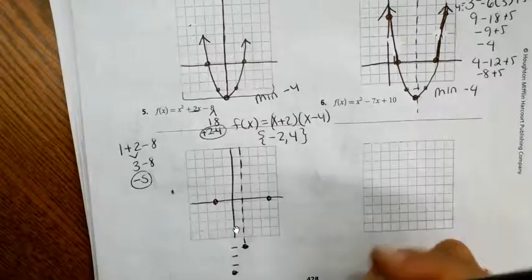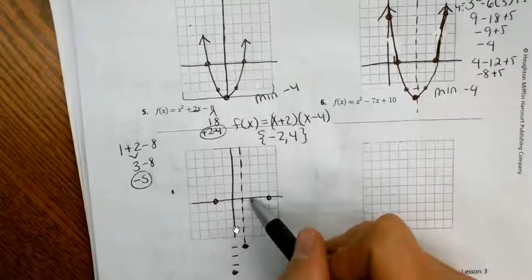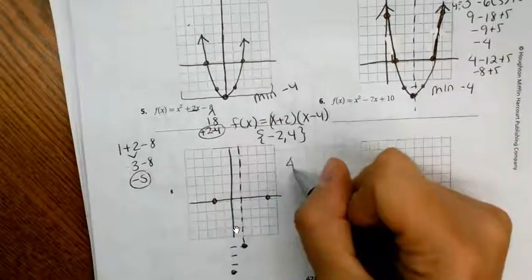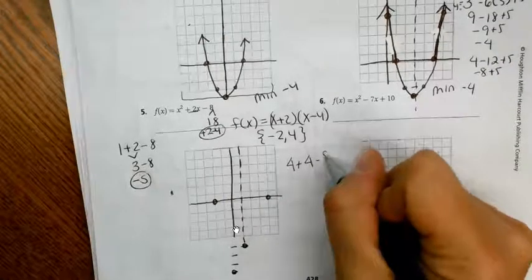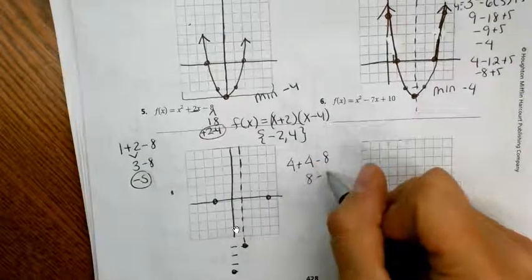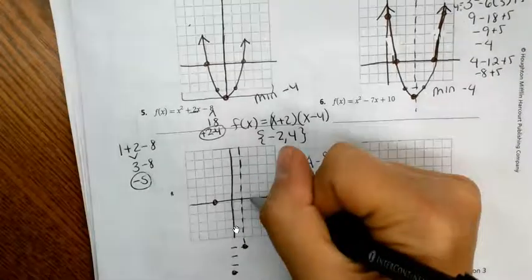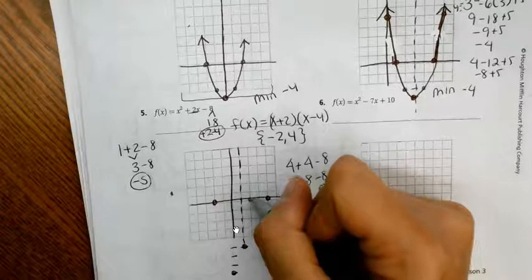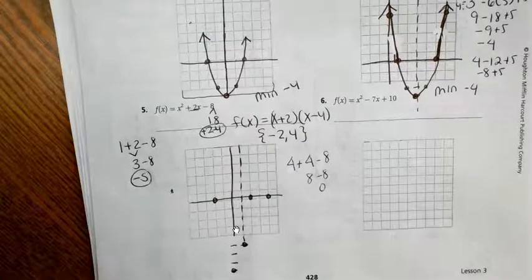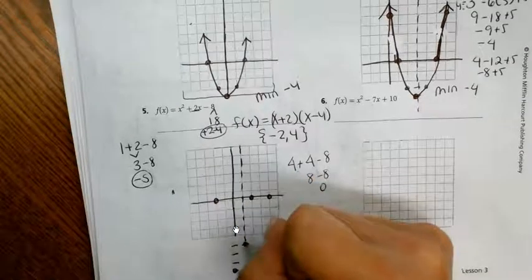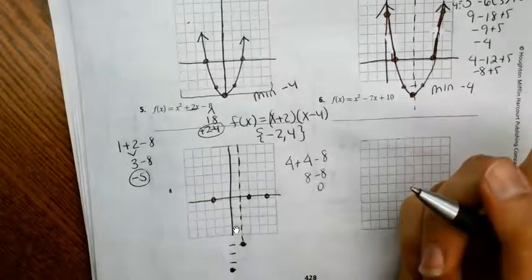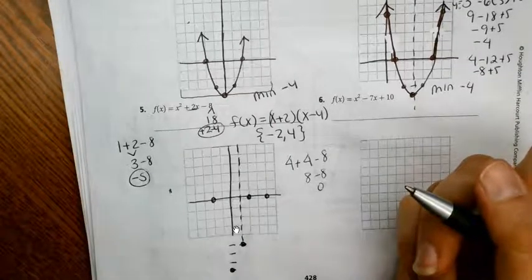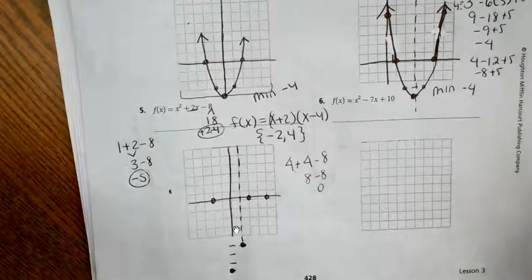What happens if I plug in a 2? That'd be 4 plus 4 minus 8. 4 plus 4 is 8. 8 minus 8 is 0. Did I factor wrong? At this point, this point, this point. This is making no sense. What did I do?